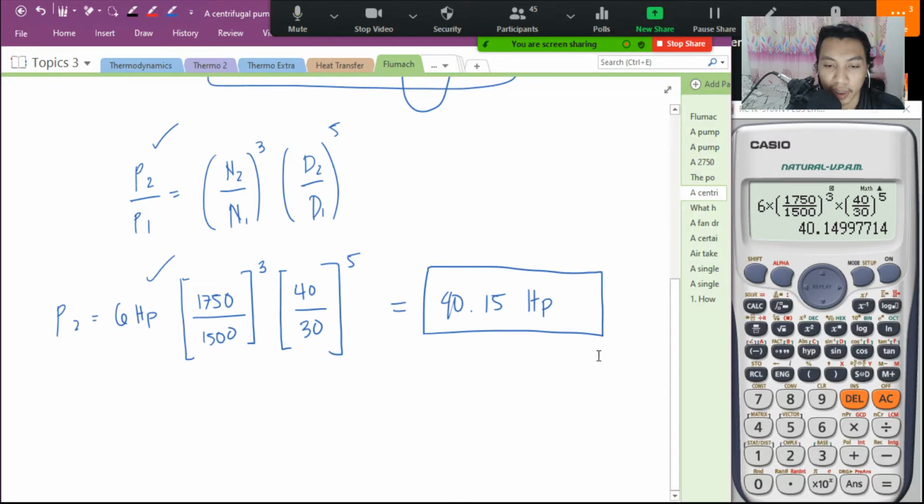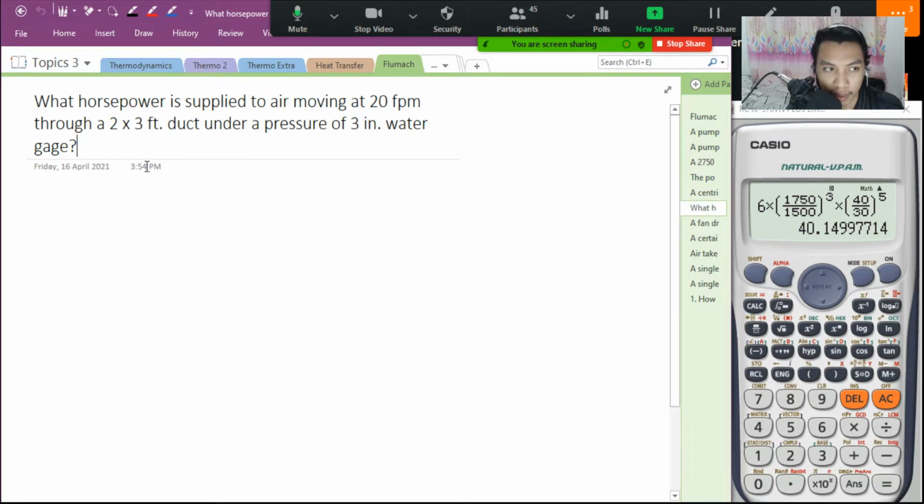Okay? Let us go with problems number 6 and 7. So, what is the horsepower supplied to air moving at 20 FPM, feet per minute, through a 2x3 duct under pressure of 13 inches water gauge? Yan. Diyan papasok na yung ating calculation. So, 3 inches of water, okay? Dapat dito naka-water gauge.